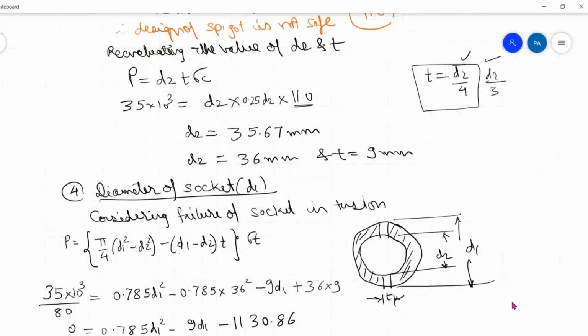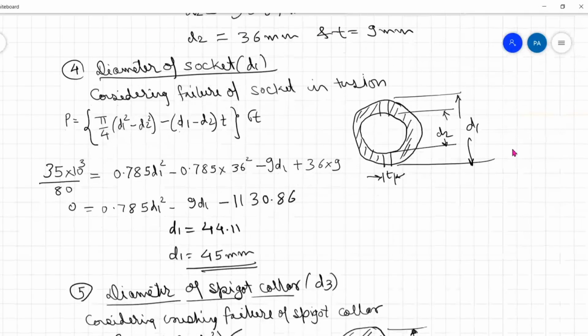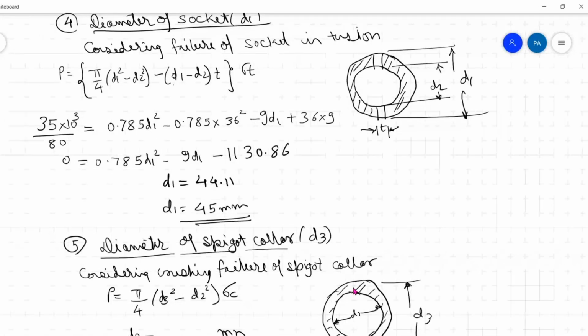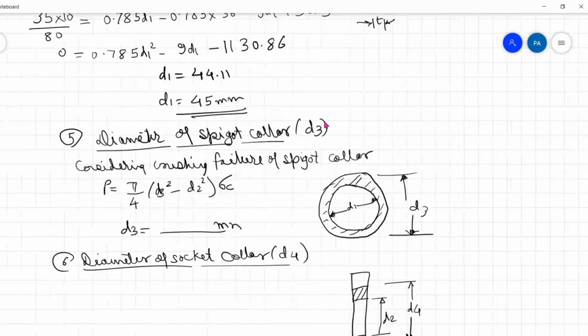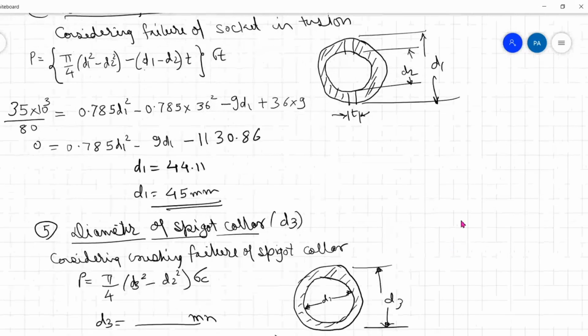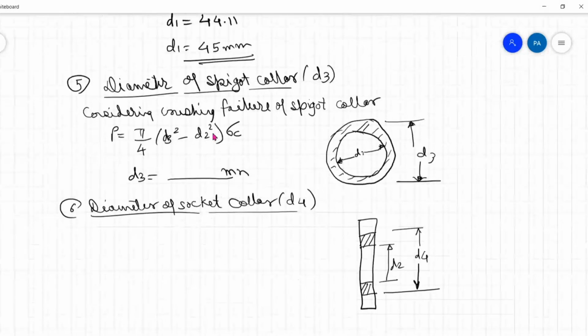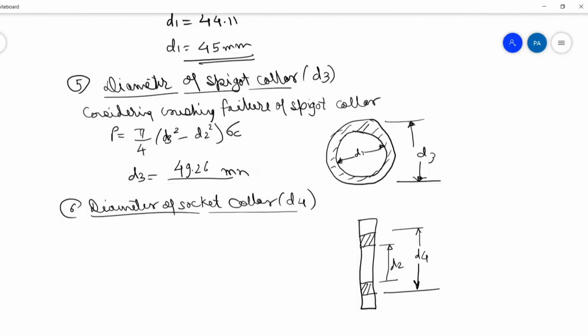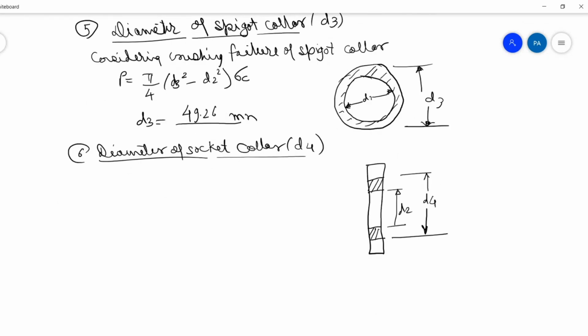Okay. Any other doubt to anyone? Is it clear to all? Yes, sir. Okay, that was the mistake. Here D3 is how much? D3 is 49.26 mm. So we'll move on to find the value of D4.